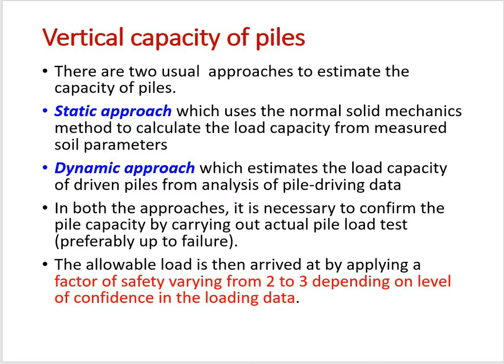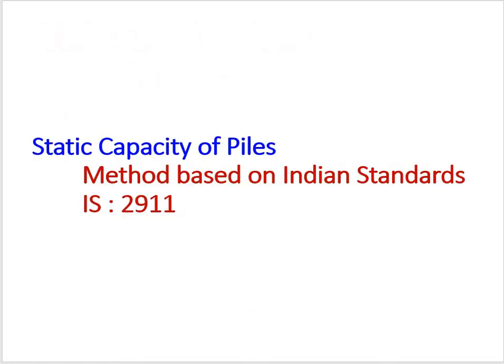This allowable load is then derived by finding the factor of safety, and usually it ranges from 2 to 3 depending on the level of confidence in the loading data. Now let us move on to the static capacity of piles. The IS code used for finding the static capacity of pile is IS 2911, and you have the standard for both bored cast in situ pile as well as for the driven pile. The equations are generally the same, but the bearing capacity factors and the various constants used in the equations vary according to the type of pile construction.